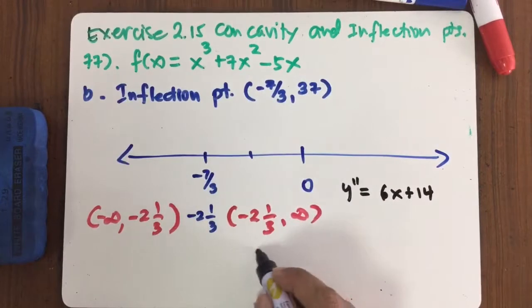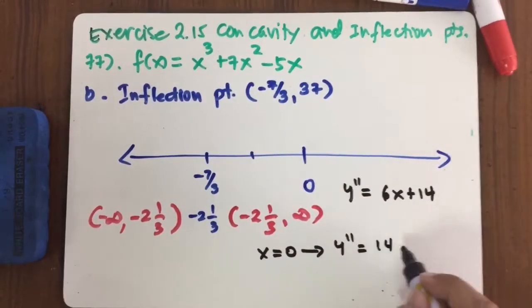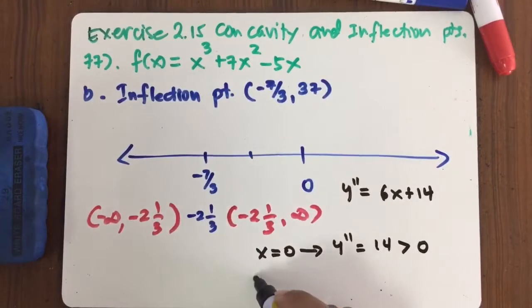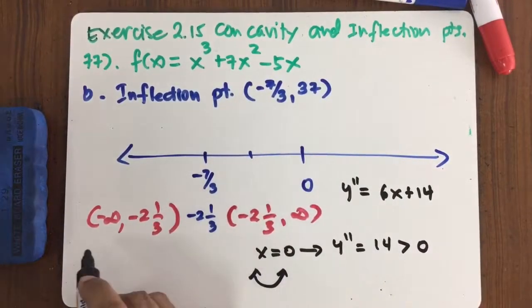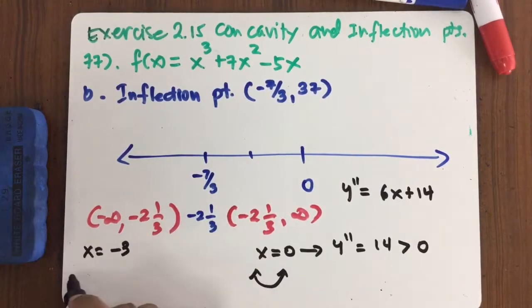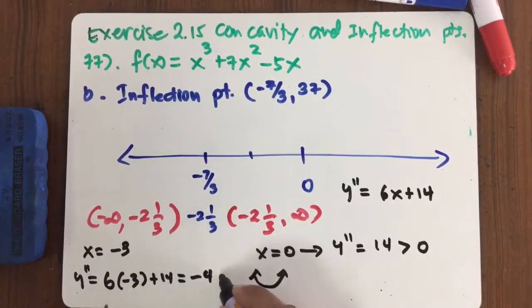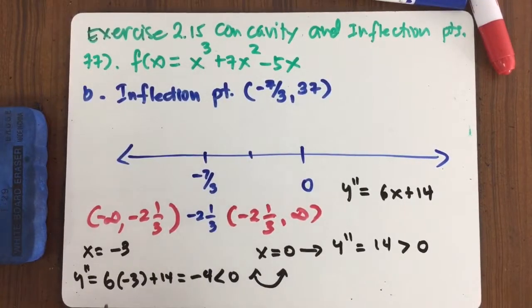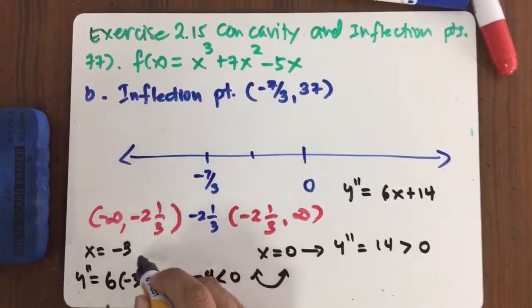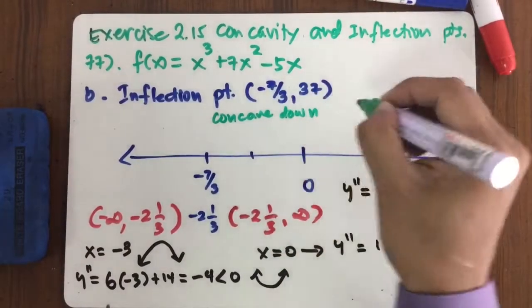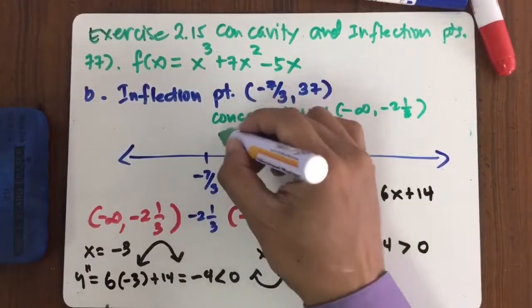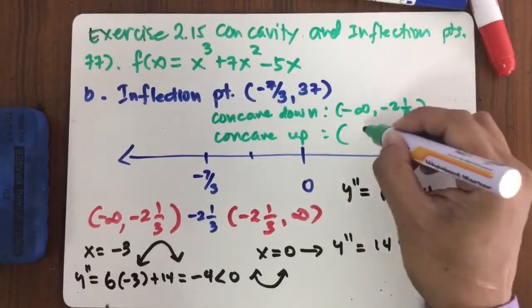Okay, halimbawa, kumuha tayong test number, x is 0. So, our second derivative is 14. It's greater than 0, so that means it is concave upward. Our graph is concave upward in the interval negative 2 and 1/3 to infinity. How about when x is negative 3? Our second derivative is negative 4, which is less than 0, which means that the graph of our function is concave down in the interval negative 2 and 1/3 to negative infinity. So, isulat natin yan ha. This will be our guide in sketching the graph of our function.